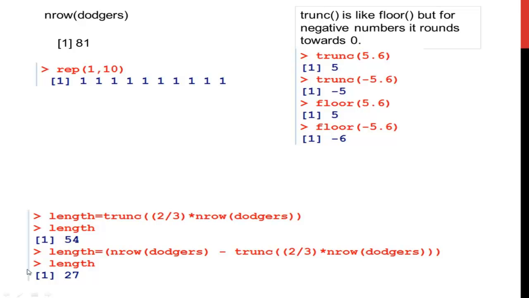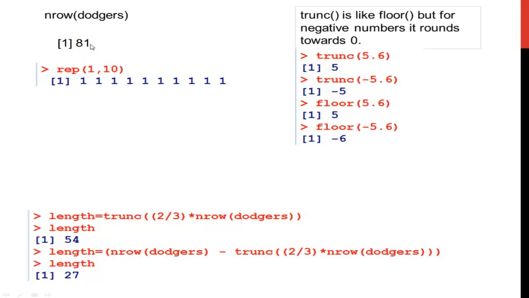So what are we doing in the first line of this code here on the bottom? If you want to understand code, you have to look at it from the inside out. So first of all, what's n row Dodgers? Well, we did that up here, right? n row Dodgers is 81. We're going to multiply 81 times 2/3. So what is 2/3 of 81?